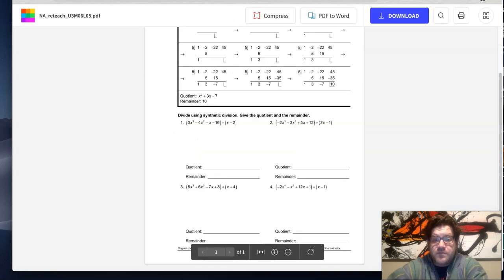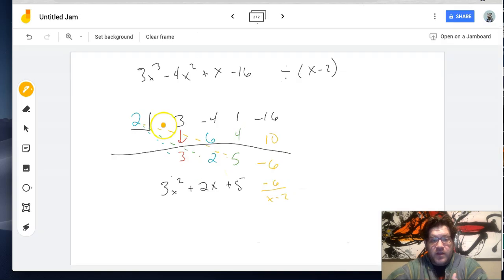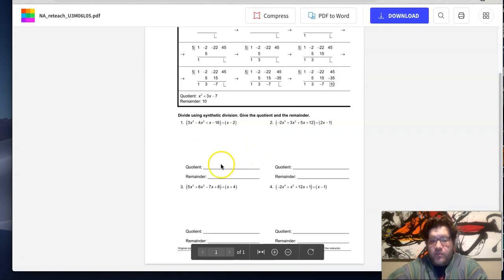So I go back to the worksheet. It asks for the quotient and the remainder. The quotient is what I get after I divide. So that's that part that is in black, right? 3x squared plus 2x plus 5. That's what you get after dividing. The remainder is this part in yellow, negative 6 over x minus 2. Okay? So quotient, remainder.